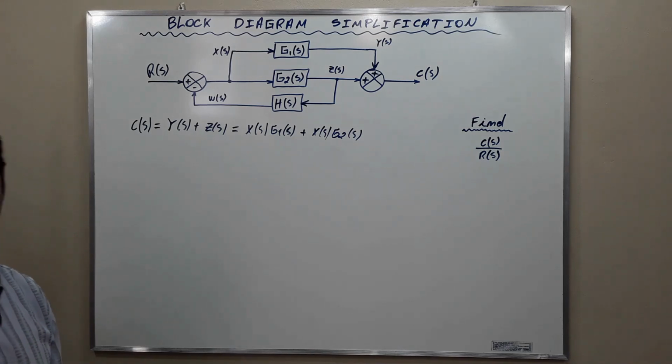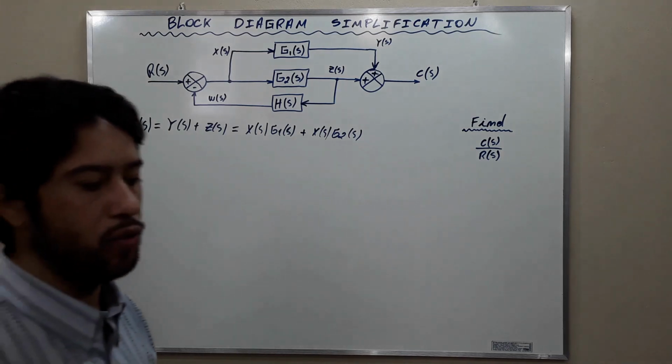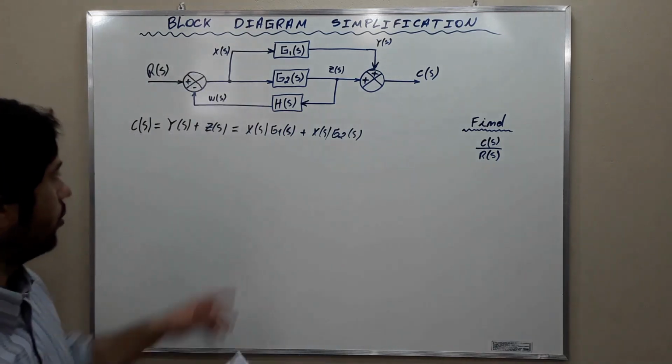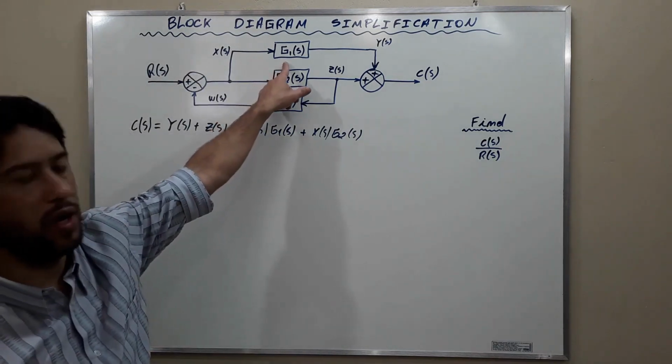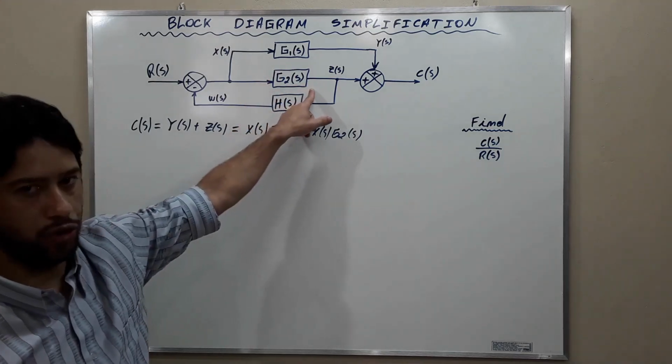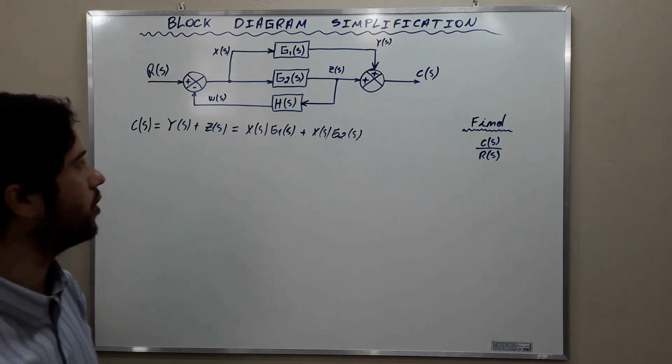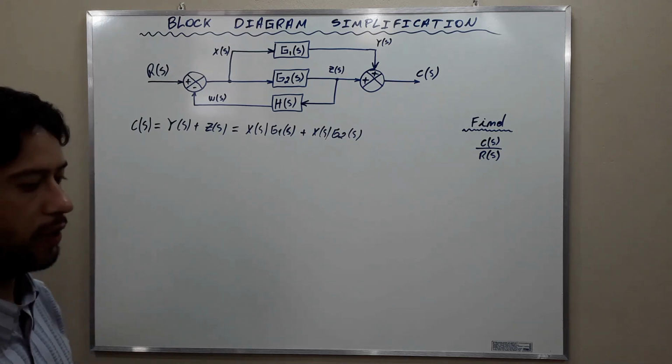Based on this, we are going to do the following move. We are going to jump G1 over G2. This is going to be the first move that we are going to do here.